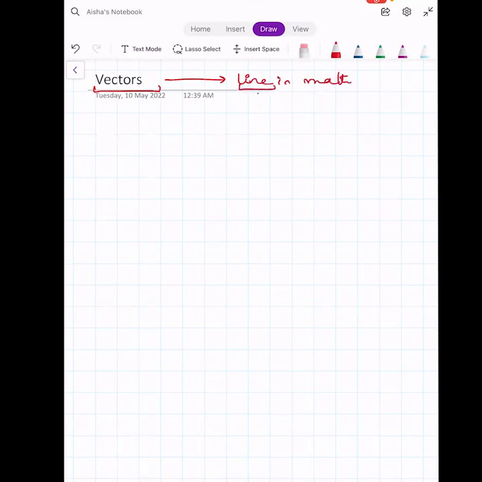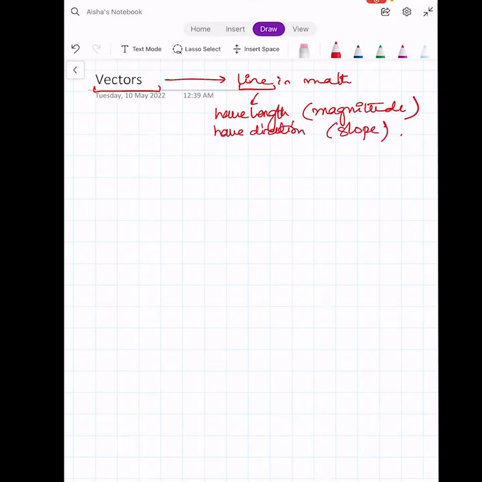Right? Why are they lines in math? Because lines have length, which represents the magnitude, and lines have direction, which is the slope of the line. All right, so the vector representation is in the column vector form.